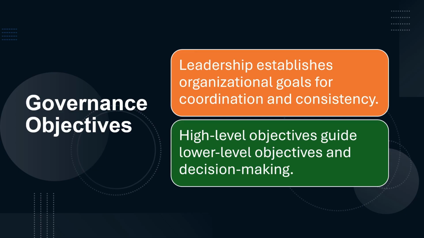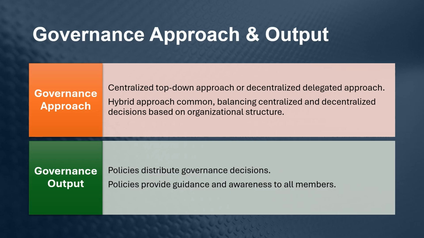Now, let's discuss governance objectives. Leadership plays a crucial role in establishing organizational goals, which are essential for coordination and consistency. High-level objectives set by leadership guide the development of lower-level objectives and decision-making processes throughout the organization. An example of a governance objective is hiring and retaining high-quality staff, which is vital for the organization's success and growth. Next, we'll look at the governance approach and output.